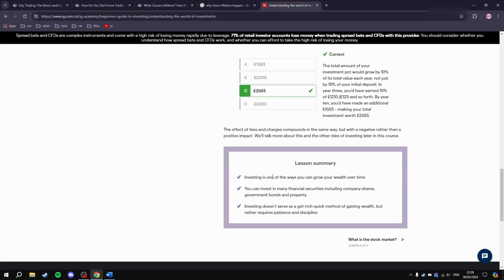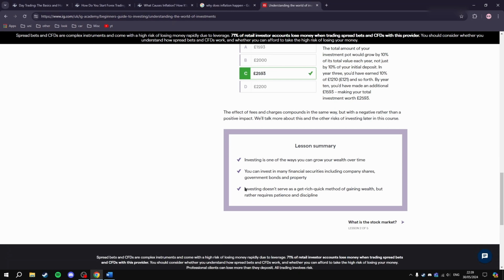So let's have a summary. Investing is one of the ways you can grow your wealth over time. You can invest in many financial securities, including company shares, government bonds, and property. Investing doesn't serve as a get-rich-quick method of gaining wealth, but rather requires patience and discipline.